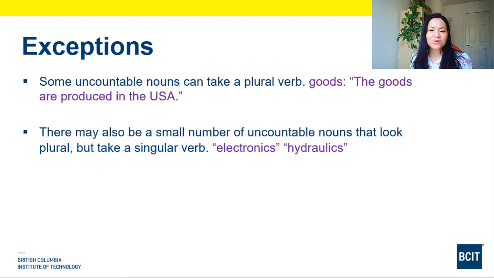There may be a few exceptions where an uncountable noun can take a plural verb. For example, goods. The goods are produced in the USA. There may also be a small number of uncountable nouns that look plural but take a singular verb. For example, electronics or hydraulics.